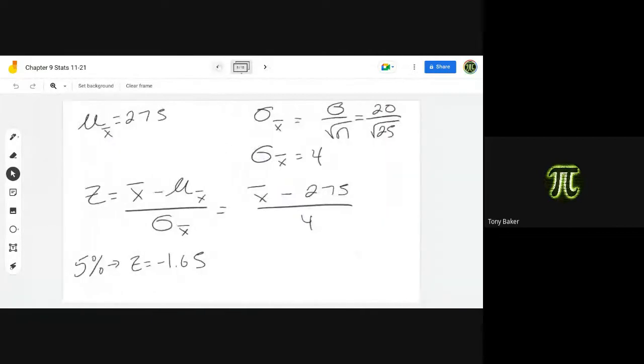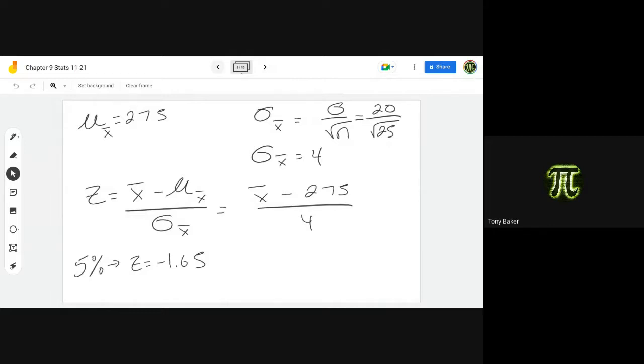All right. So our 5% should be at Z equals negative 1.65. Notice, I did not cut that in half like I did on some of the stuff last week in chapter 8. Because in this case, it's a one-tailed test, so the 5% is the full 5%. If it was a two-tailed test, I would cut it in half to do the 2.5. But since it's one-tailed, it's the full 5%.